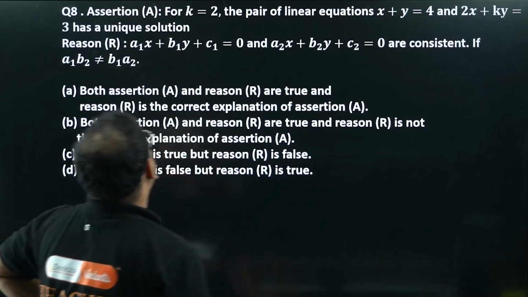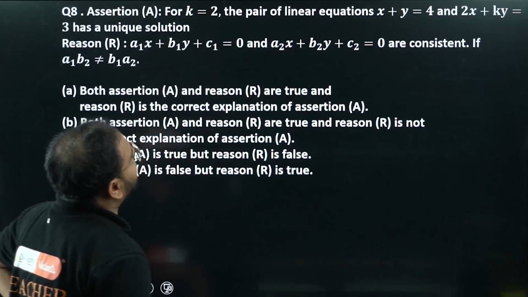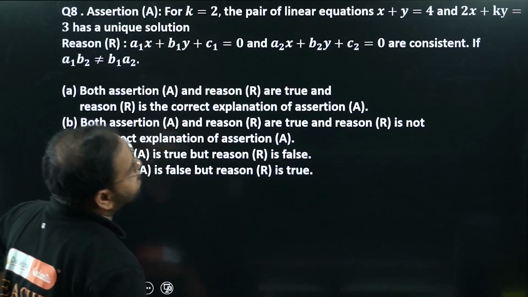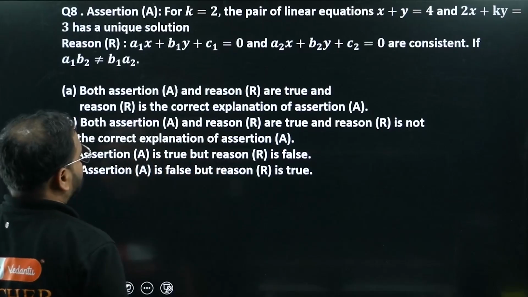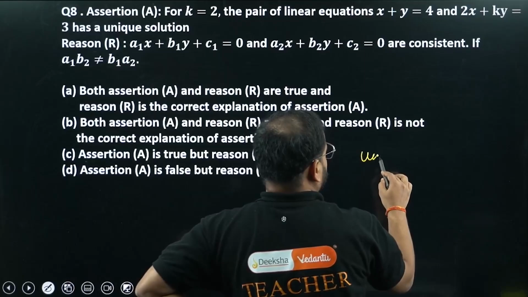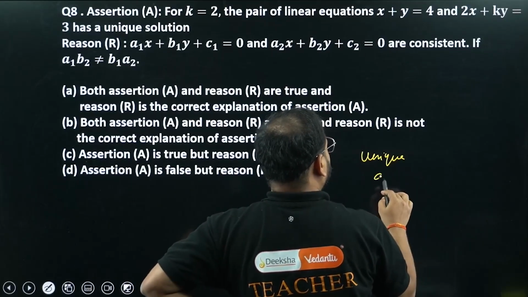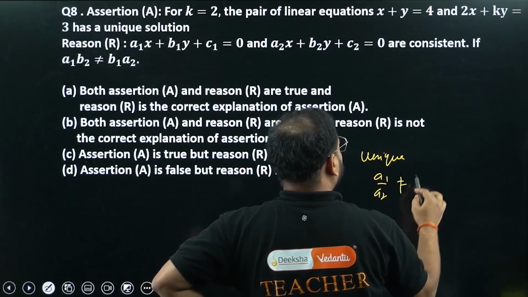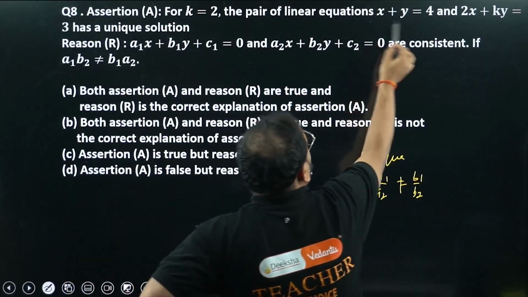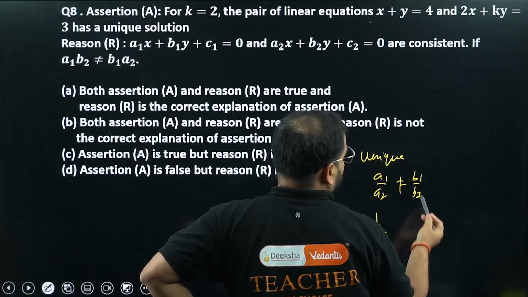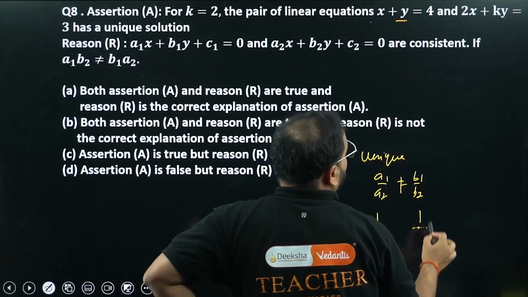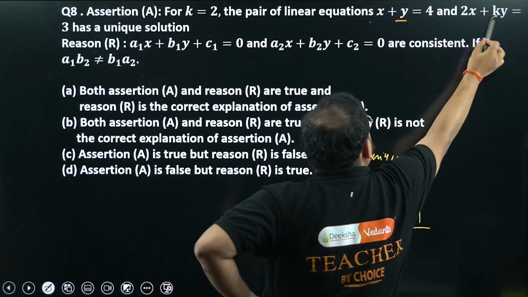All right. For k equals 2, the pair of linear equations x plus y equals 4 and 2x plus ky equals 3 has a unique solution. We have to check that. Unique means what? Unique means a1 by a2 should not be equal to b1 by b2, right? What is a1 by a2? 1 by 2. What is b1 by b2? b1 is again 1. What is b2? b2 is k.